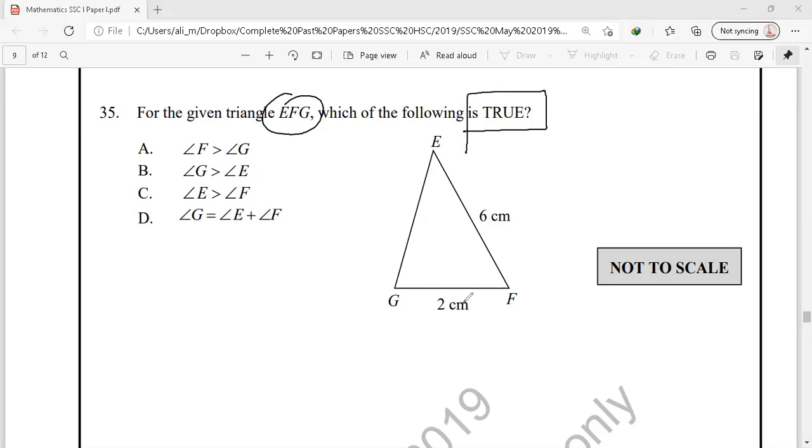In this triangle we are given two sides, GF equals 2 and EF is equal to 6. So the angle opposite to the greatest side is greater, and the angle opposite to the smaller side is smaller. So angle G lies opposite to the side 6, and angle E lies opposite to the side 2.